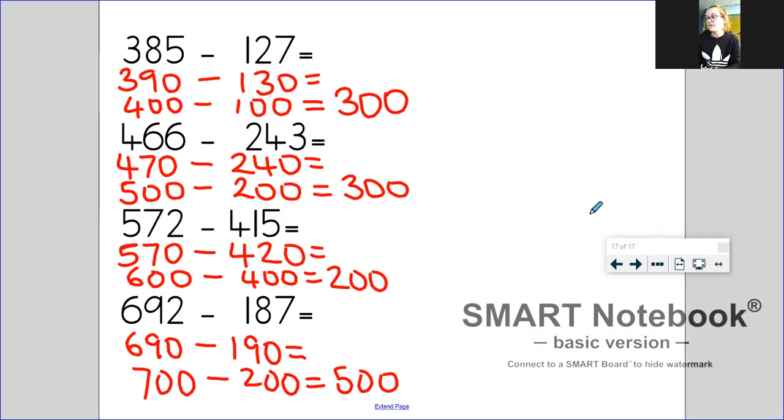Perfect. Right, if you haven't marked it yet, you can just pause the video right there, but I'm just going to stop sharing my screen.